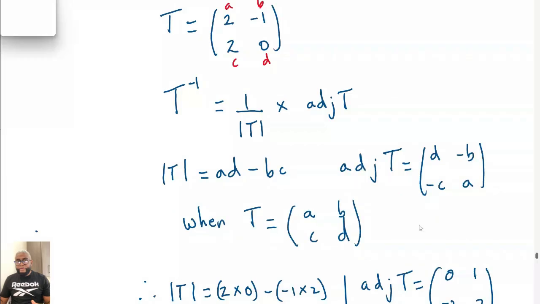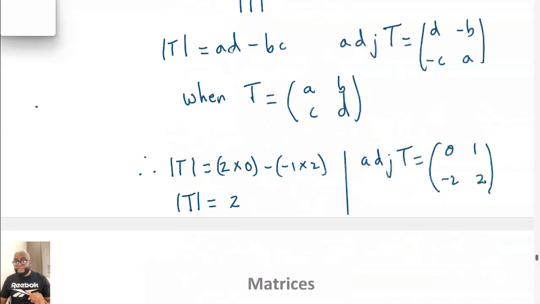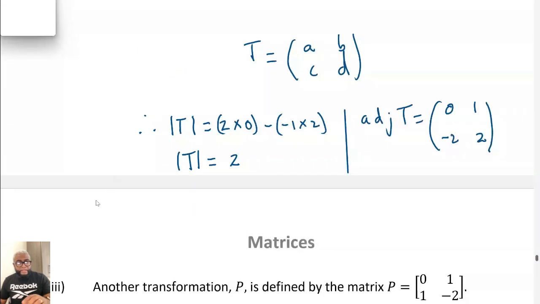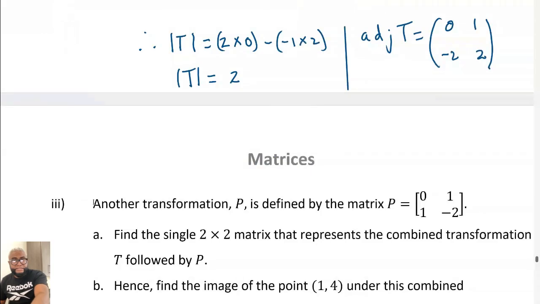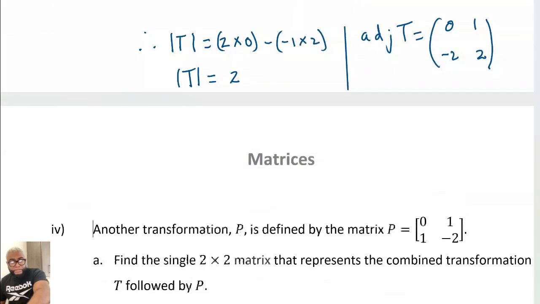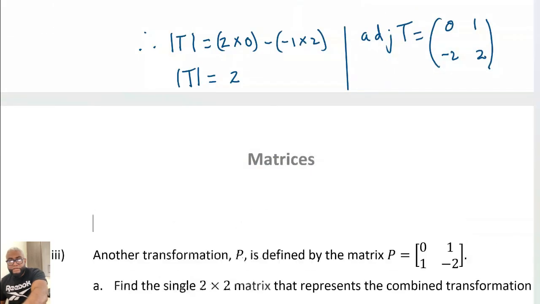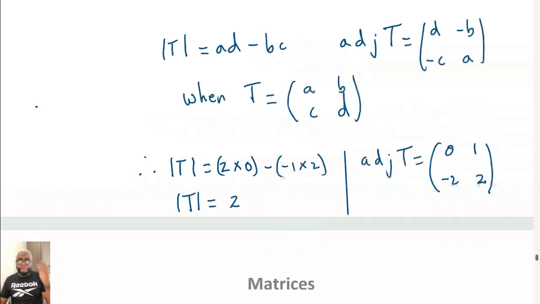We place the adjoint here, which is the 0 takes the place of the 2, and a negative 1 becomes positive 1, negative 2 becomes negative 2, right? We have it written here. All right, let me send down this.